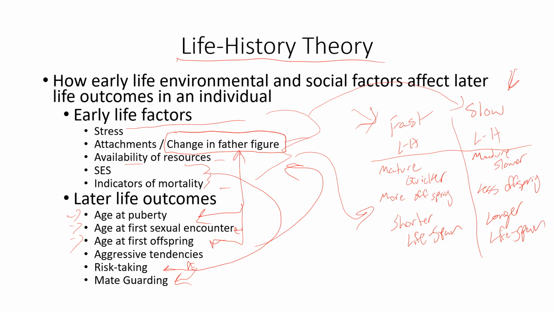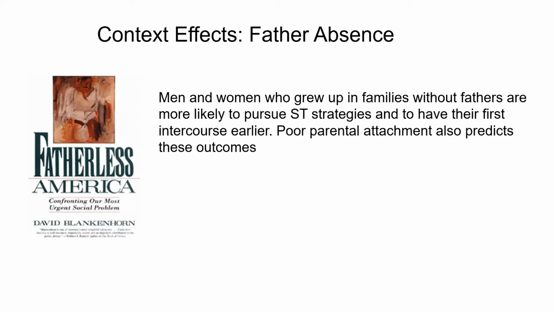Which one is better? People seem to have this notion that a slow life history is better. No, a slow life history is not necessarily better than a fast life history. All this refers to is that these are different adaptations to the environment. Those with a faster life history are adapting to a harsher environment. Those with the slower life history are adapting to a less harsh environment.